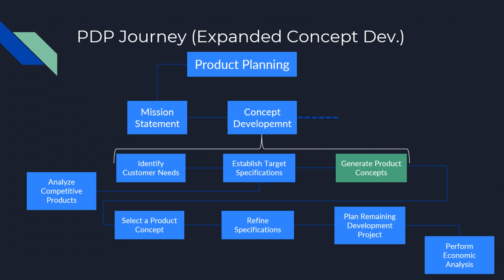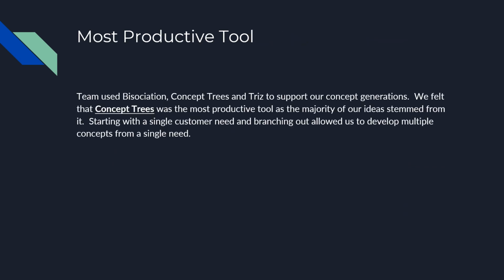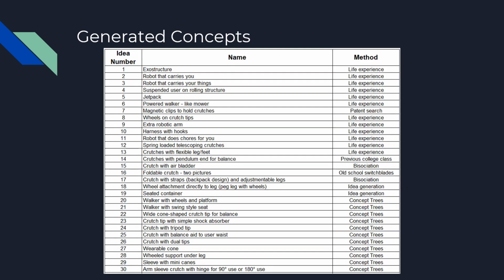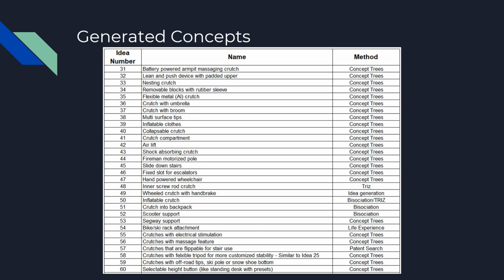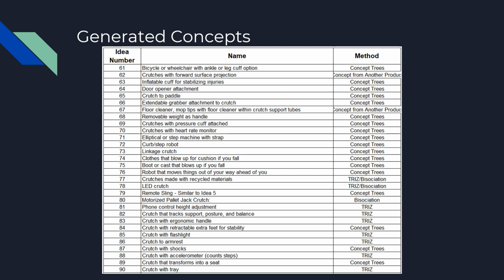The next stage of the product development process journey was to generate product concepts. The team used multiple product development tools to generate our concepts. We used bisociation, concept classification trees, and other trees. Concept classification trees ended up being our most productive tool as that allowed us to generate the most ideas. As you can see, the team created multiple ideas and ultimately ended up with over 100 concepts.